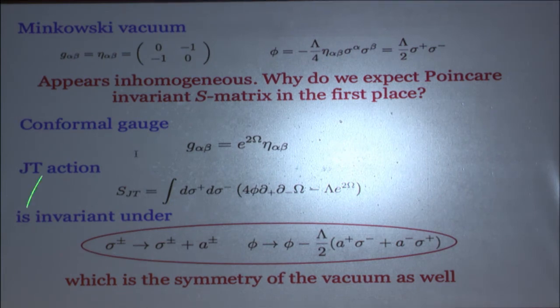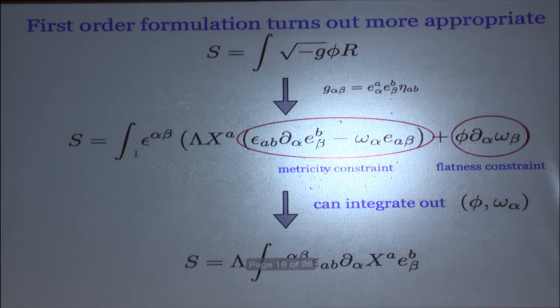Actually, it turns out that this dilaton description is not the most convenient, exactly because we had to fix conformal gauge. It turned out that the first order formulation is much more appropriate to work with this theory. In infinite volume, it's really equivalent. So we do the usual thing: we introduce the dyad, and then we introduce the spin connection and a Lagrange multiplier field. So we replace square root of g phi R by two terms. The first is a constraint which enforces the metricity condition, the relation between spin connection and dyads, and then the second imposes the flatness constraint.